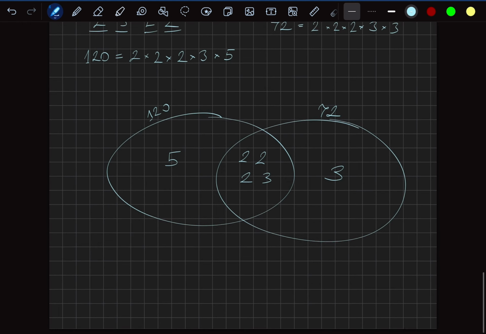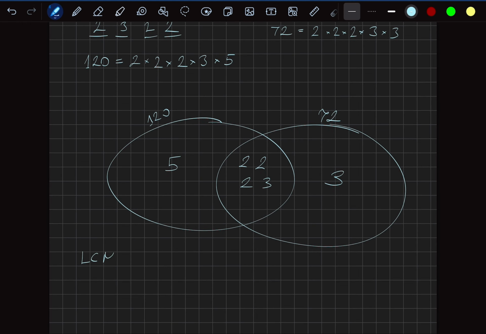From this, the lowest common multiple, highest common factor first. The highest common factor will be the area of the intersection. Okay, so this area, intersection area. So right now it will be 2 times 2 times 2 times 3.